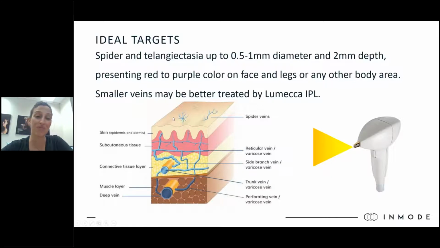Also, for the very, very small veins, we should consider the possibility of treating them with Lumeka. I know not all users have both Lumeka and Vasculaze, but in case you do have them, you may make the adjustments and choose to treat the very, very small ones with Lumeka rather than with the Vasculaze.